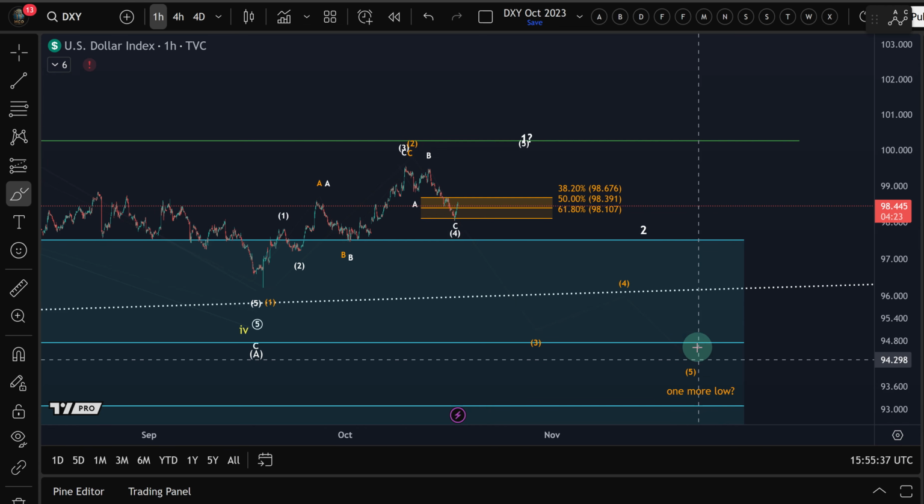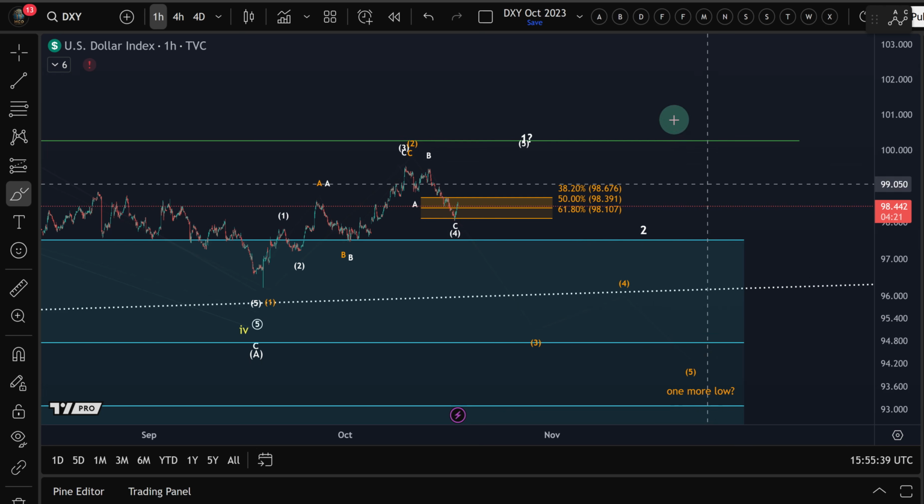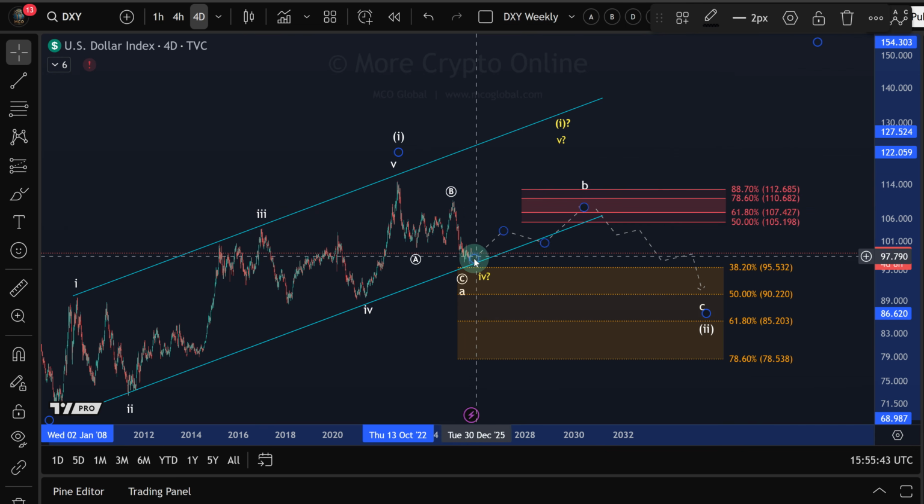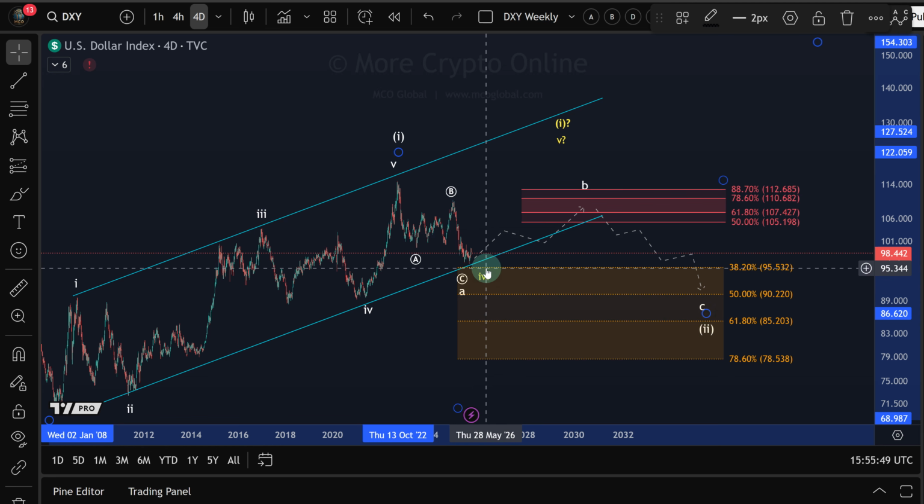Basically, in other words, my view is that this downtrend, you could say, is in the very late stages. We might have already bottomed. We cannot confirm it yet. And one more low that might take us to $94 to $95 is still very likely.